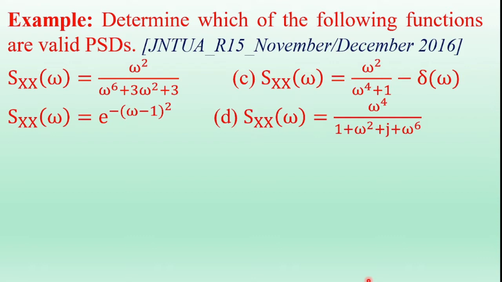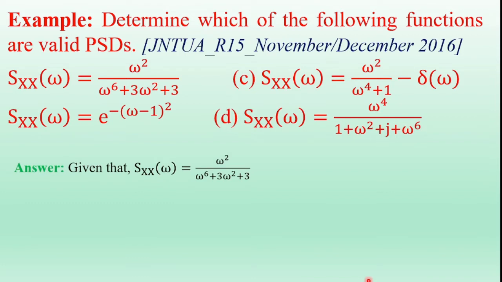The example is: first bit, Sxx of omega is equal to omega square by omega power 6 plus 3 omega square plus 3. And second bit, Sxx of omega is e power minus of omega minus 1 whole square. Third bit, Sxx of omega is equal to omega square by omega power 4 plus 1 minus del of omega. And fourth bit, Sxx of omega is equal to omega power 4 by 1 plus omega square plus j plus omega power 6.